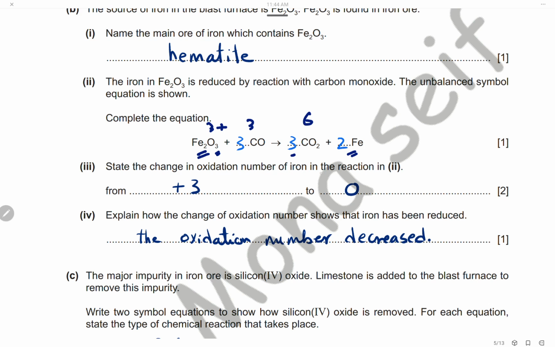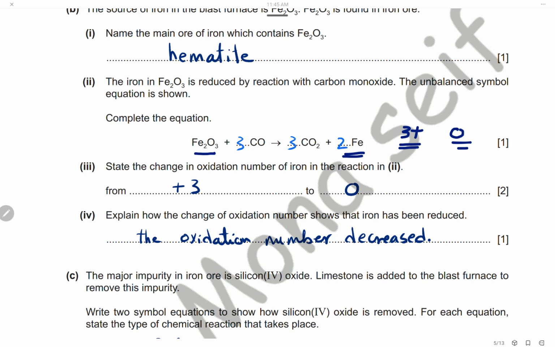State the oxidation number of iron in the reaction. Here in this equation, the oxidation number of iron in the iron(III) oxide is +3, and in the product, it's iron metal. It's an element. An element has no charge, so the oxidation number is 0. The oxidation state of iron changed from +3 to 0.